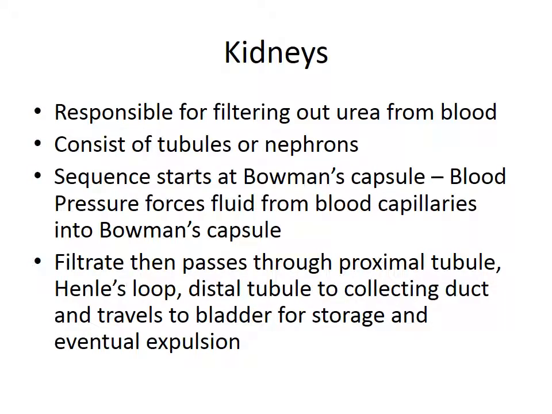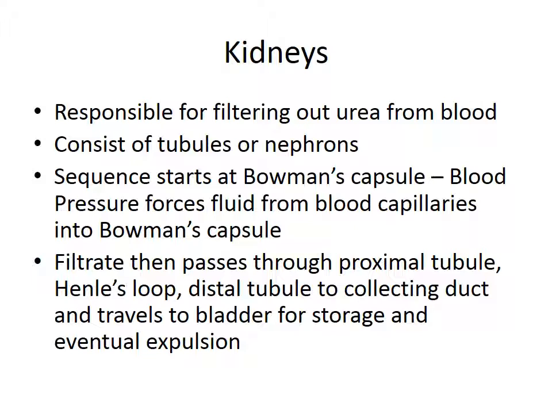Kidneys are responsible for filtering out urea from our blood. They consist of tubules or nephrons. The sequence of filtration starts at the Bowman's capsule. Blood pressure will force fluid from blood capillaries into Bowman's capsule. Once it gets into Bowman's capsule, it is called filtrate.